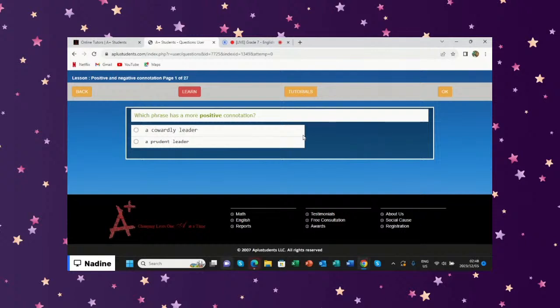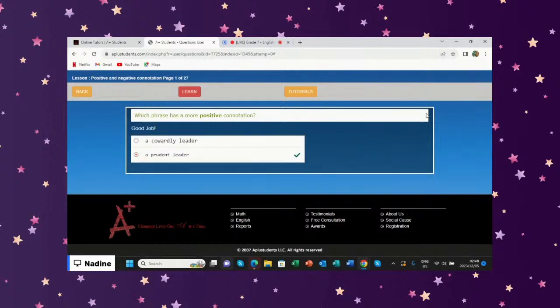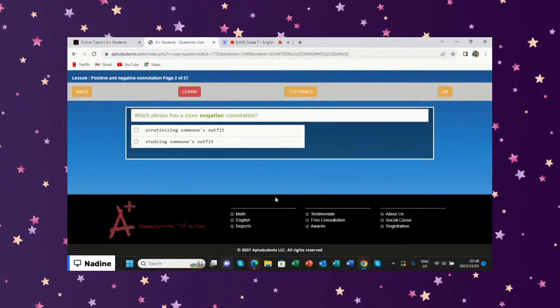If we look at those two words, cowardly and prudent, prudent is where you are more caring of someone or something. Which means that if something is more positive, we would say it is a prudent leader. They are more caring about the future. Cowardly is a negative connotation.